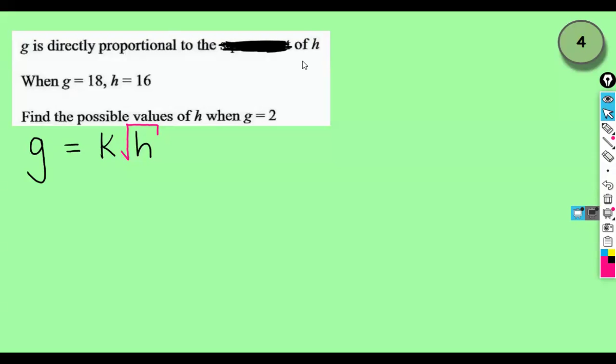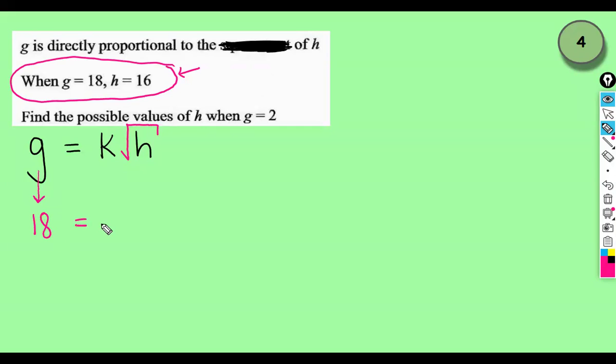The aim is just to find what? K. So let's do that. They said when G is 18, H at the same time is 16. We just go to the formula. You see the letter G, replace it with 18. We have K multiplied by the square root of H. Now, they said when G is 18, H is 16, so we're just going to replace H with 16. How many of you all at least had that?